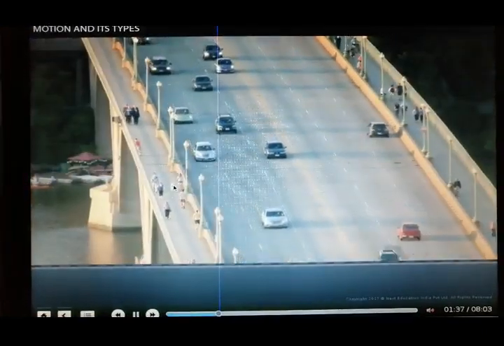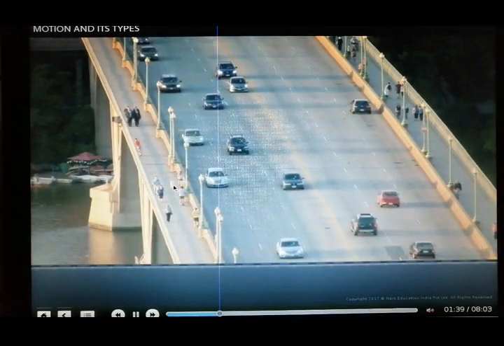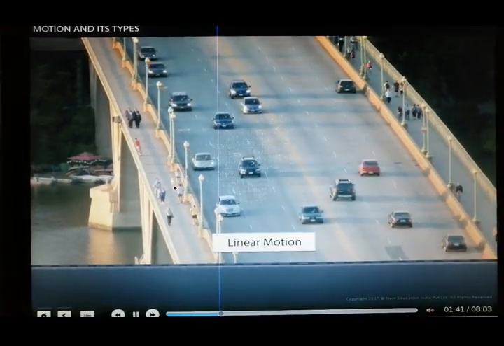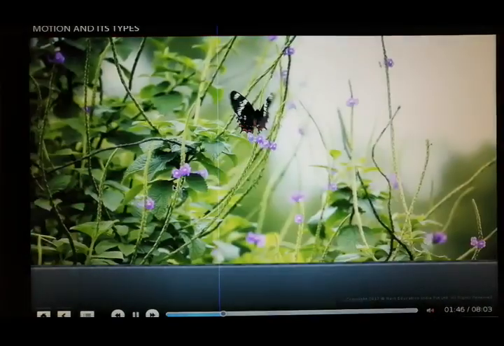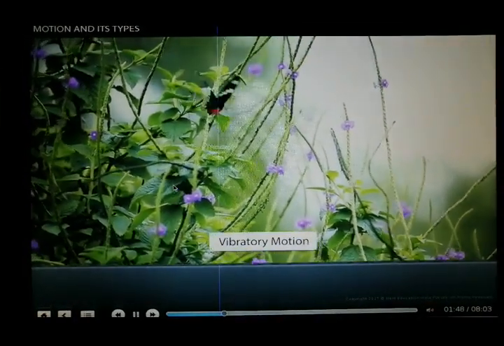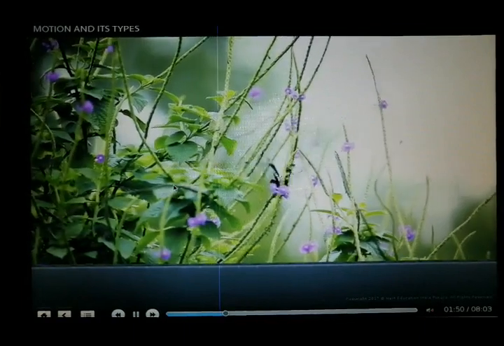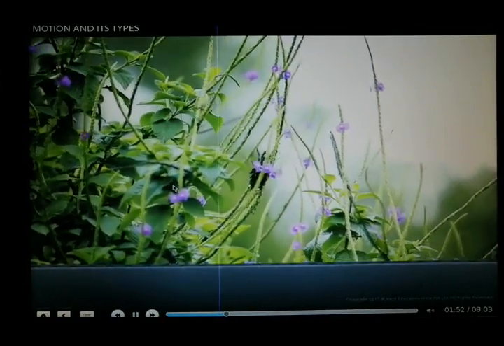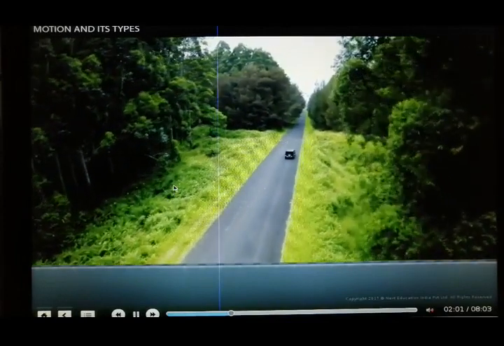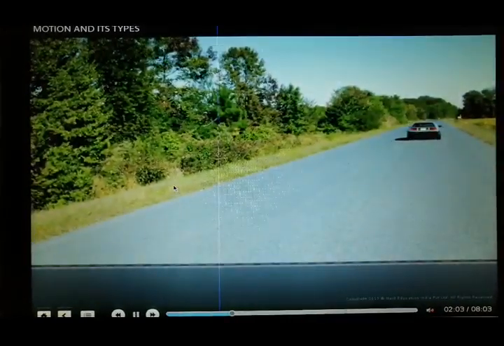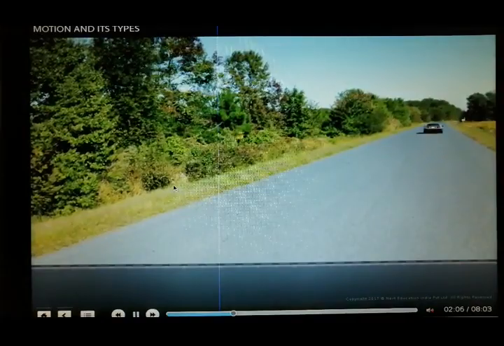Motion of objects or bodies can be along a straight line, called linear motion, circular motion, vibratory motion, or a combination of two or more of the above three types of motion. Linear motion involves an object moving along a straight line. For example, cars moving along the straight path in the circuit exhibit linear motion.